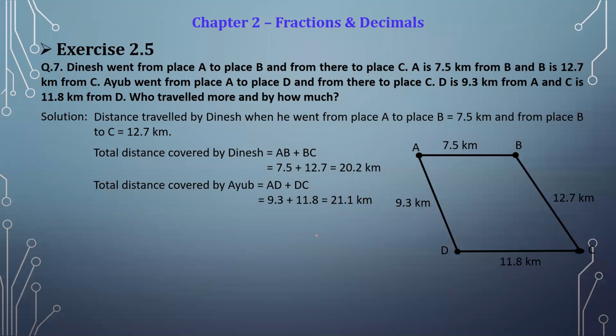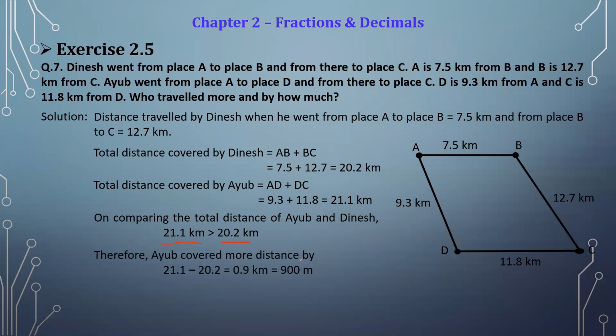So if we consider the conclusion by comparing the total distances of Ayub and Dinesh, then 21.1 kilometers is greater than 20.2 kilometers, and therefore Ayub covered more distance. By how much? We have to find the amount by subtracting these two values. You just subtract the smaller value from the larger value. So we take 21.1 minus 20.2. After subtracting this, we get 0.9.